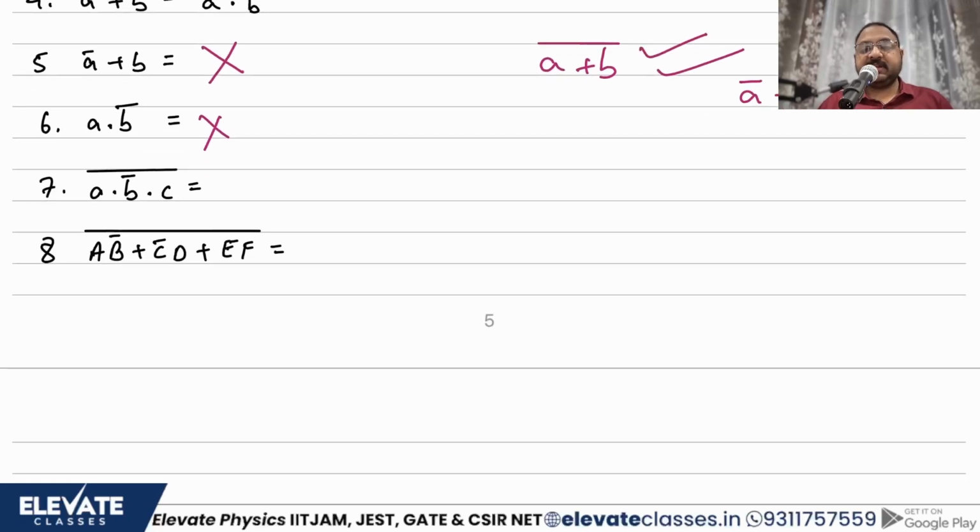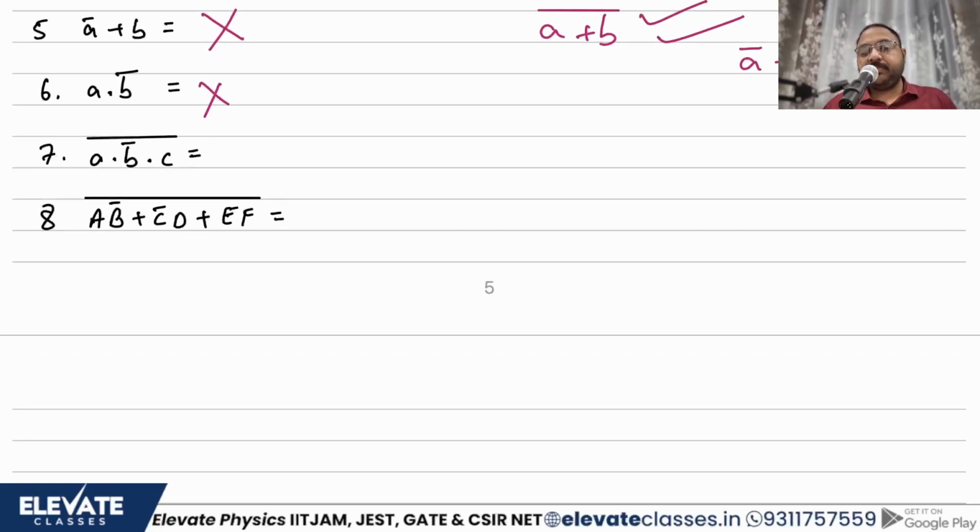So if you look at the seventh one, this is A dot B bar dot C. I can see the complement operator on top of all three. So I can use De Morgan's. Now I will use De Morgan's. So what should we do? Same thing. Break the joined complement operator. So if we break this, what will happen?